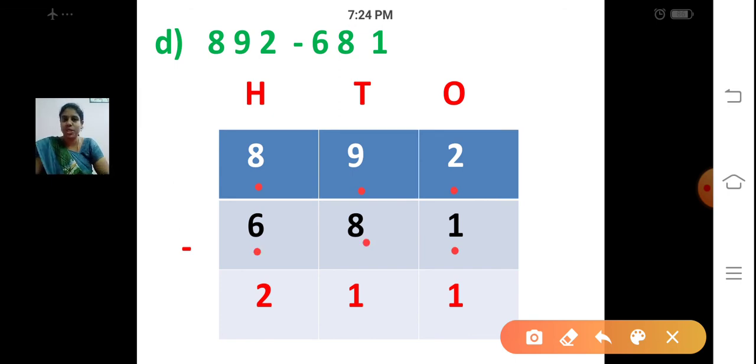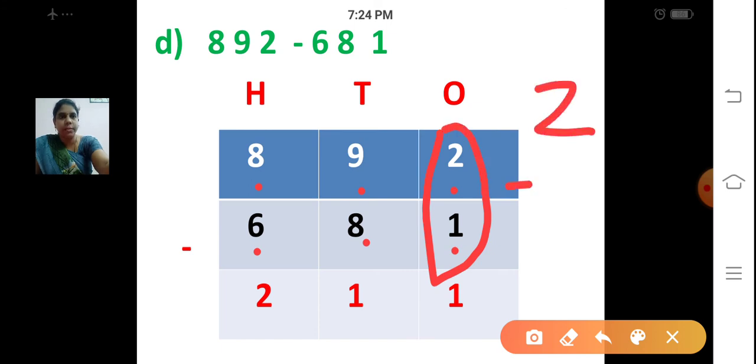Let's subtract these two numbers. So where will we start? Yes, ones place. So 2 minus 1. 2 ones minus 1 one. Start from number 1. Count forward till you reach 2. After 1, 2. So 2 minus 1 is 1. Write it down, 1.